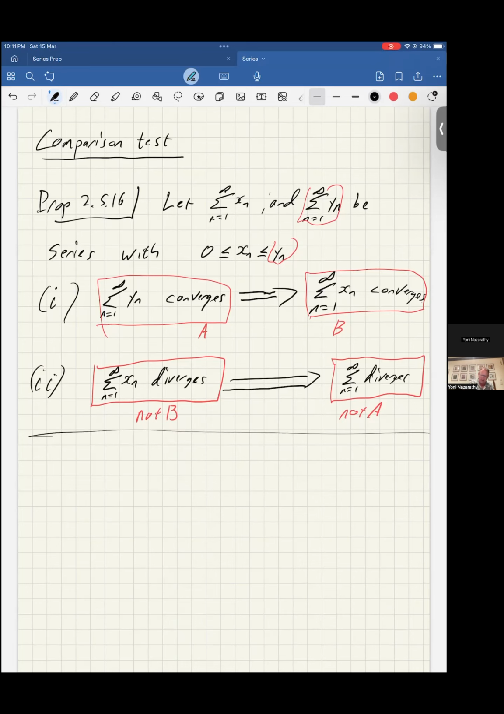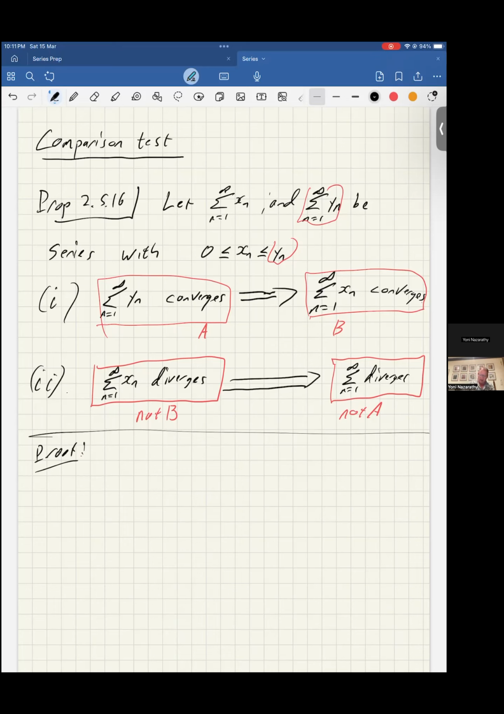There will be no need to prove number 2, because number 2 is just a consequence of number 1, since it's the contrapositive of number 1. But we could use this theorem in both ways. If we have an upper bound for each term and the series of upper bounds converges, great, we've shown convergence. If we have a lower bound and the series of lower bounds diverges, then we have divergence.